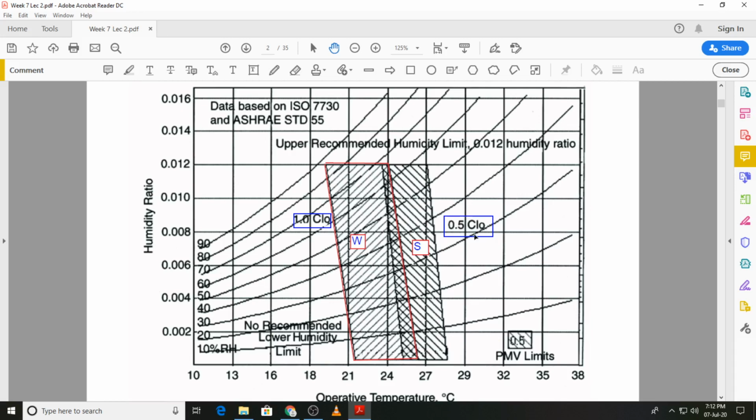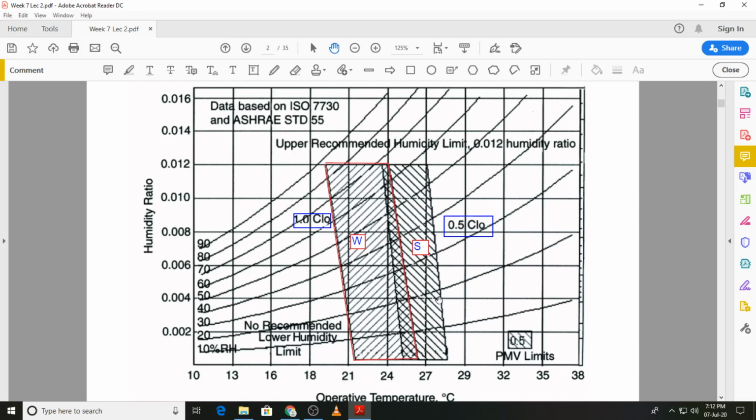So in winter we wear clothes which have a higher thermal resistance. So even if the ambient temperature is lower, you will not feel uncomfortable. So that's why the winter comfort zones are shifted towards lower temperatures. In summer, on the other hand, we will be wearing clothing which is light, that is, it has a lower thermal resistance, and if the temperature drops too much, you will feel uncomfortable. So you feel more comfortable in a zone which is shifted towards higher temperatures.